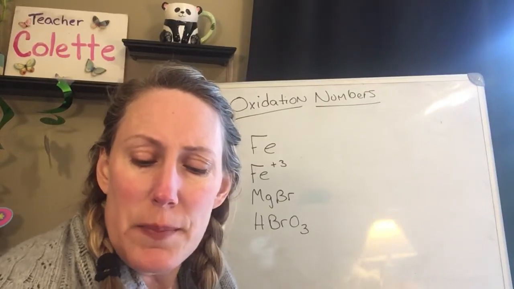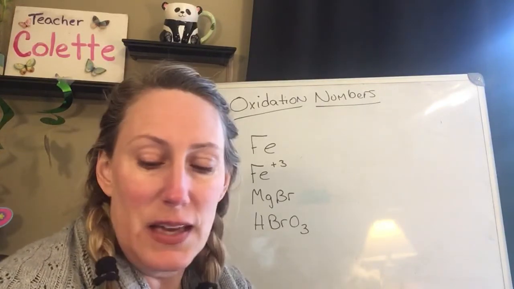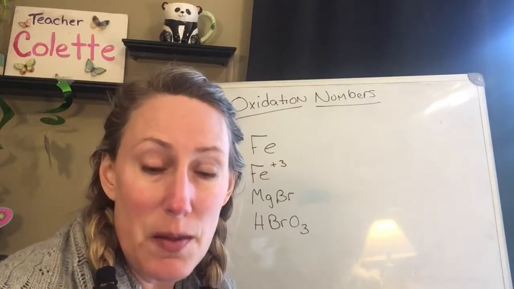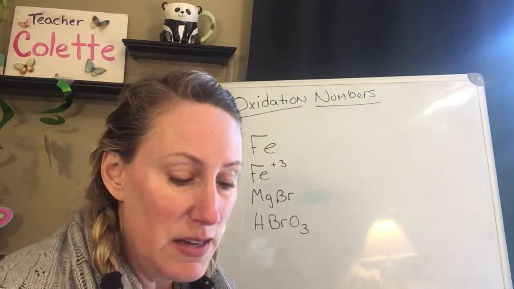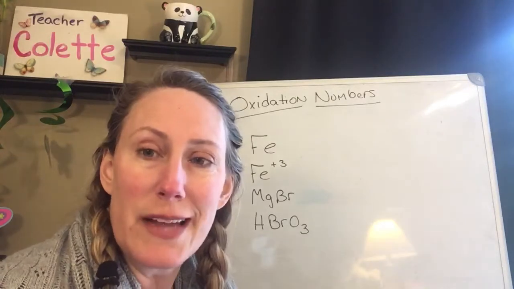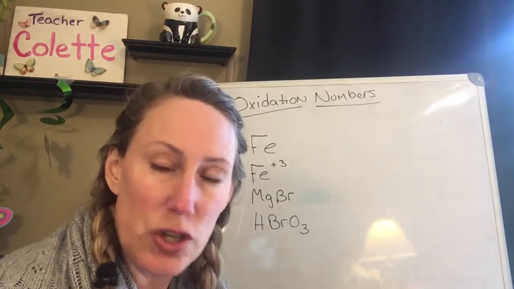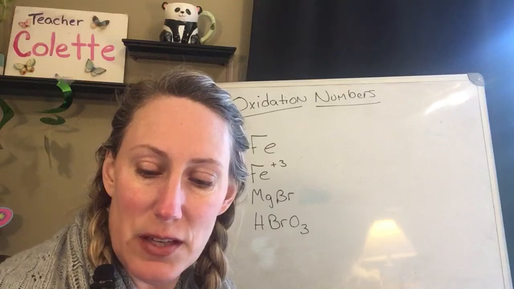So the oxidation number of something is the number that an element would get if its most electronegative atom took all of the electrons.